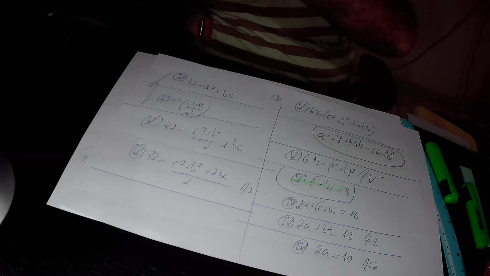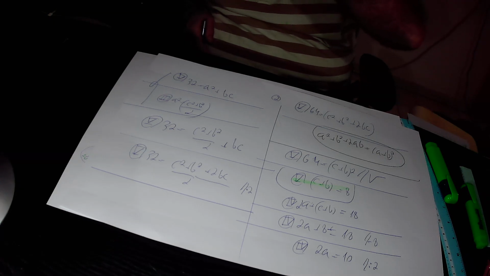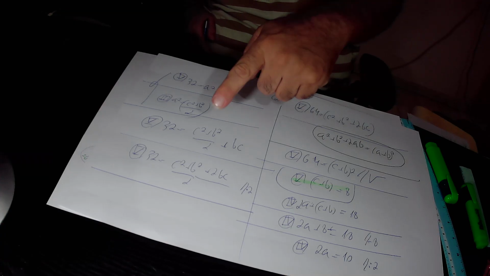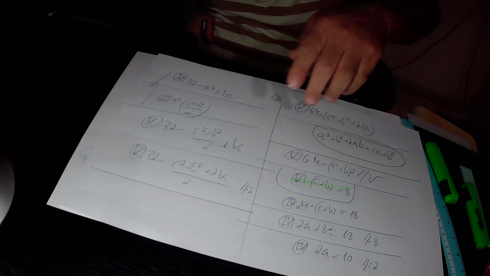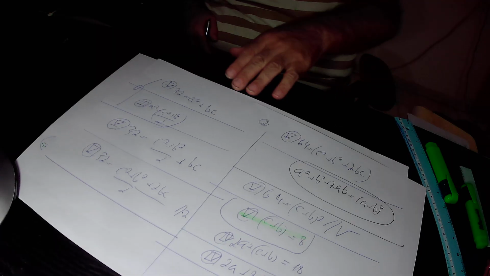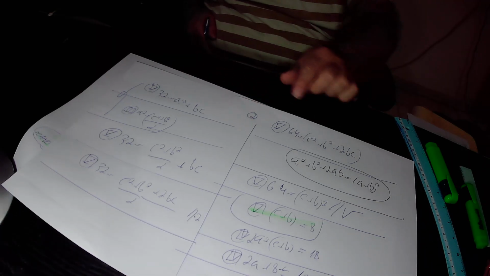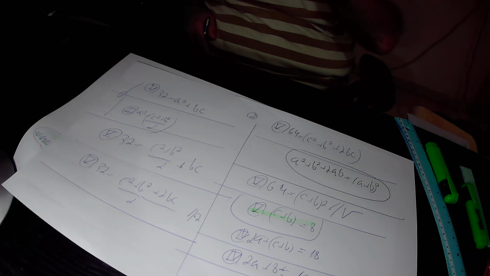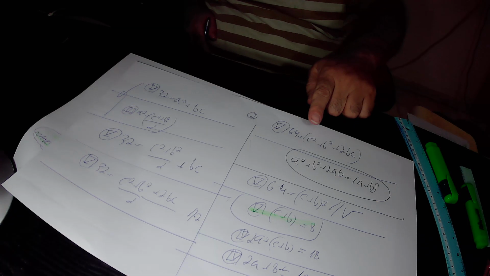So here we multiplied this equation 5 by 2, and finally found out that 32 times 2 is 64 equals c squared plus b squared plus 2 times bc. According to equation 5, we should find out that 64 equals c squared plus b squared plus 2 times bc. We have the algebraic identity.